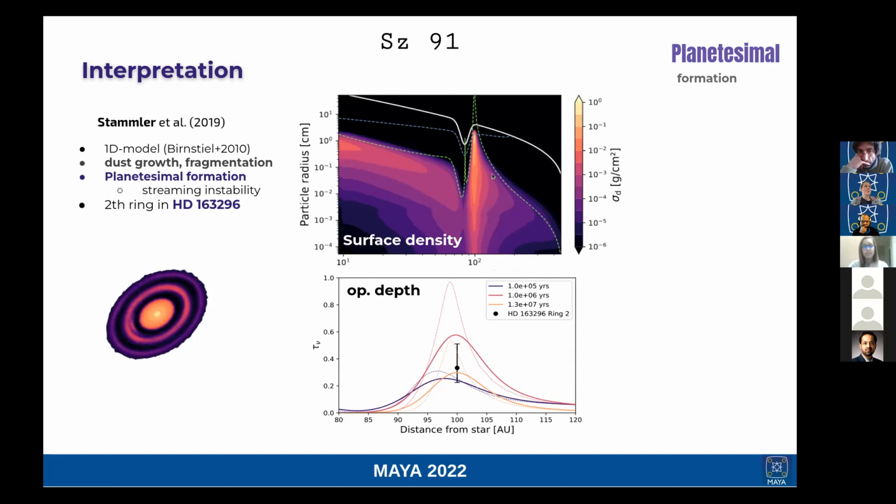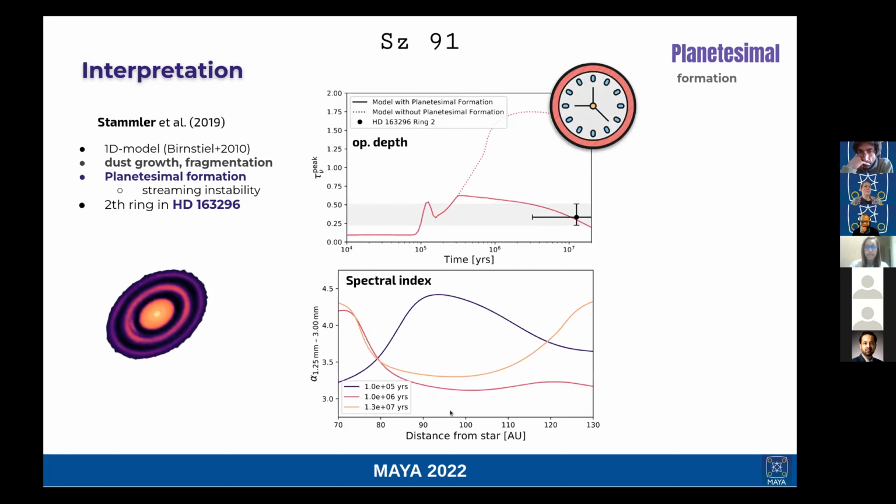So we compare this model with our observations. They evolve this model with time using all these processes to explain the peak optical depth found in this ring. What they found is that when you start evolving the model with time, you need planetesimal formation, as you can see here. This is the peak optical depth as a function of time, and you need planetesimal formation in order to remove millimeter particles from the midplane, in order to decrease the optical depth and fit the observed values.